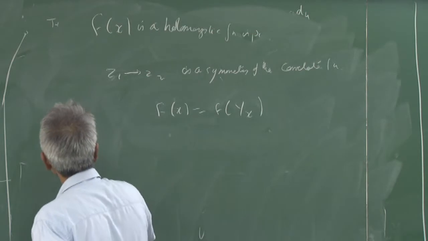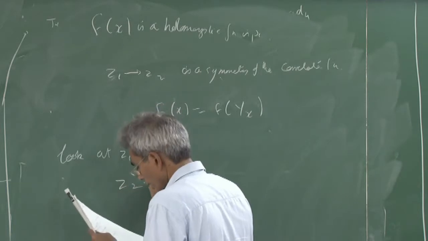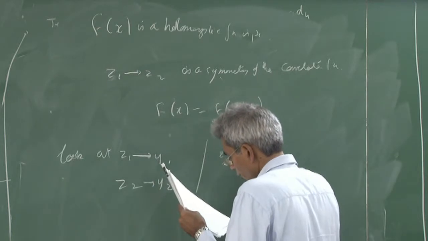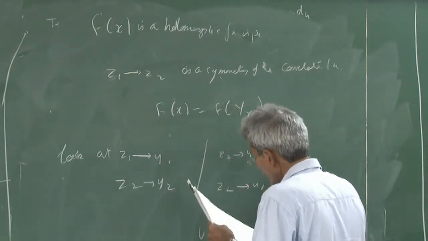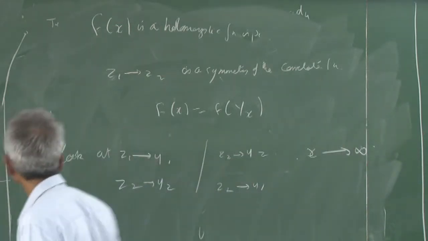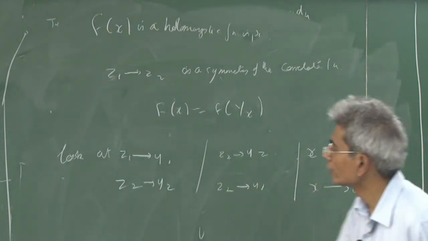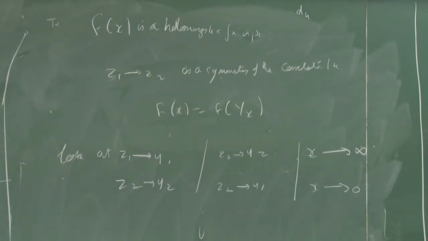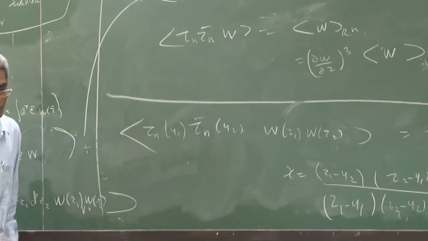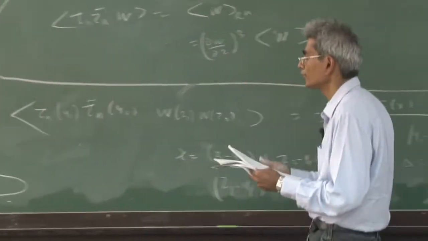And then look at the Z1 going to Y1 limit, or Z2 going to Y2 limit, or correspondingly Z2 going to Y1 limit. In the cross ratio language, x is going to infinity and x is going to 0. So that means it's like Z1 going to Y2. So we need some information about the OPE of W with tau. Right now we don't have anything about tau, but we can get information on W tau.